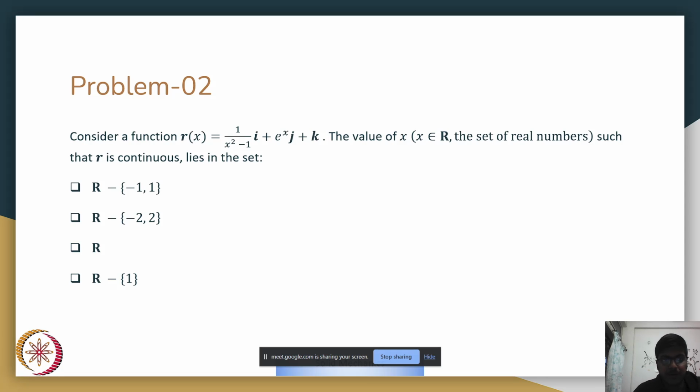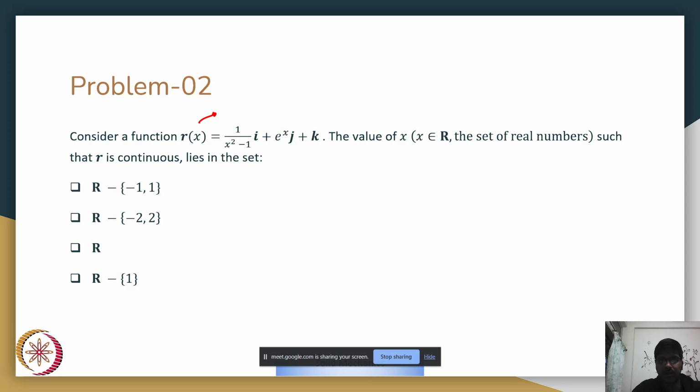Okay, the second problem. We are given a function r of x. One notation going forward is that bold letters would represent vectors. So we are given a vector function r of x which takes a parameter x: 1 upon x square minus 1 i hat plus e raised to x j hat plus k hat. And we are asked to find the values of x such that r is continuous.